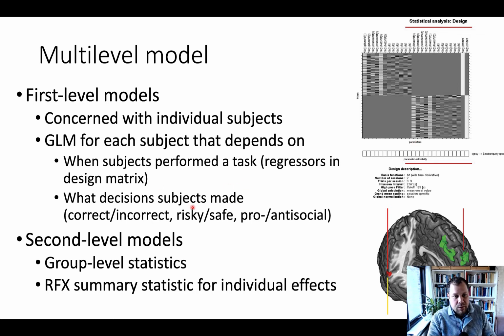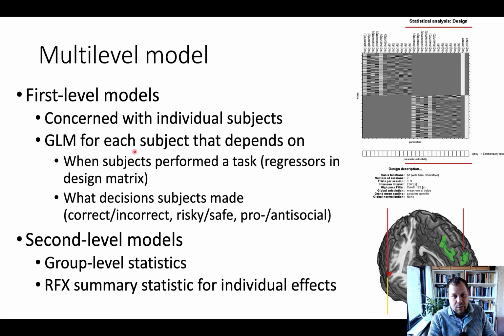We can also think of different types of design matrices or different types of regressors. Typically, regressors are based on the type of task, the level of a task that participants are performing at a given time point, but it could also be breaking down subjects' performance post hoc and then creating regressors based on correct versus incorrect decisions, risky versus safe, or pro versus antisocial decisions. So many ways of performing first level models are possible, but the standard way remains the onset times for different conditions within the experiment that we designed.